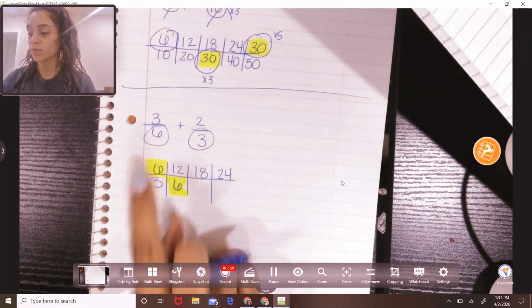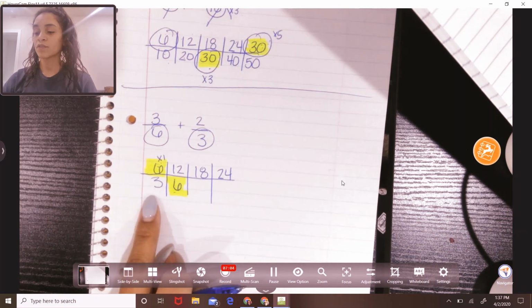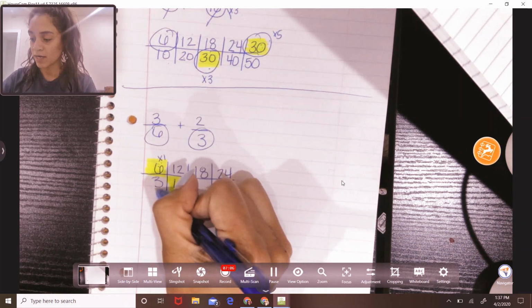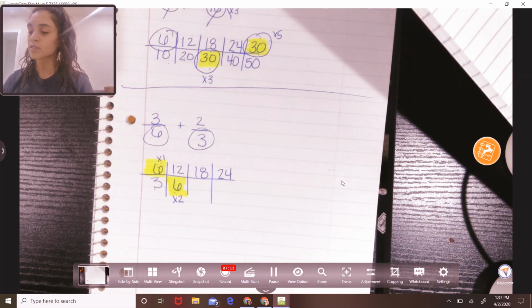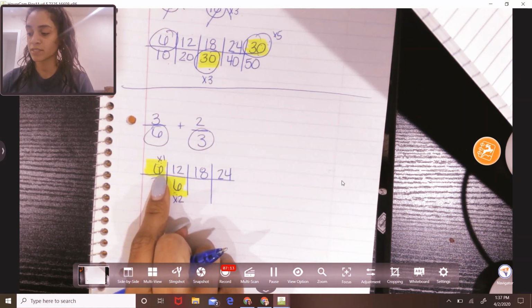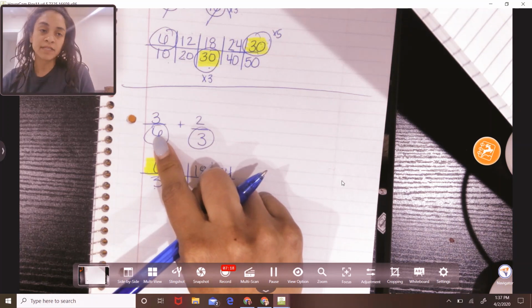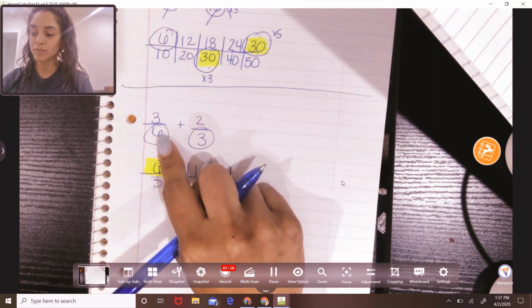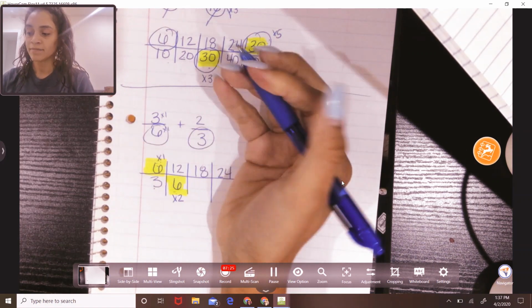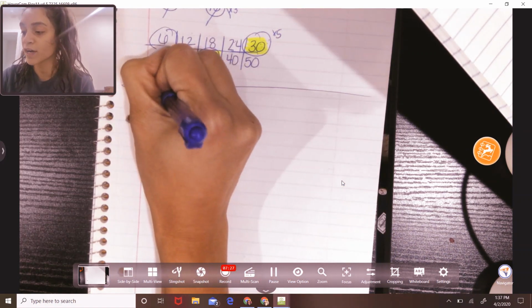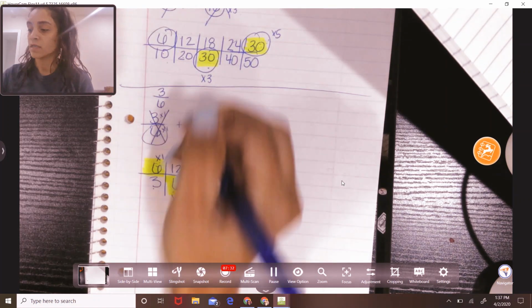So for the first one, I only needed 1 box, so I multiplied by 1. For the 3 denominator, 1, 2. I'm in the second box. So that means I multiplied by 2. So let's go back to this fraction where the denominator is 6. That means to get 6, I multiplied by 1. 6 times 1 is 6. So then if I multiply by 1 here, I got to multiply by 1 on the top. It's going to give me the same thing. So my new fraction is actually still the same fraction. So I don't need to do anything to that one.